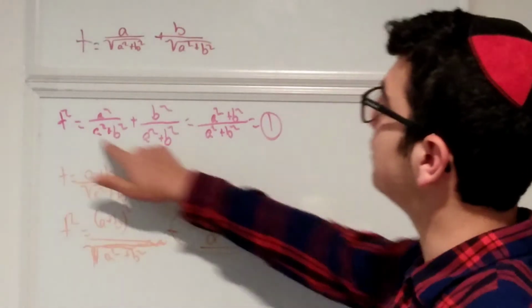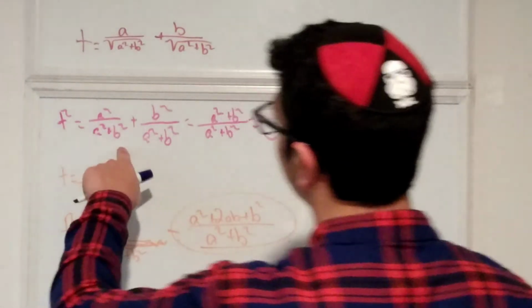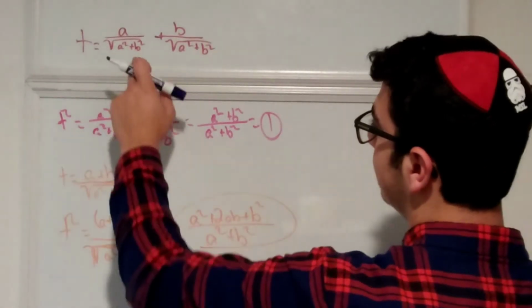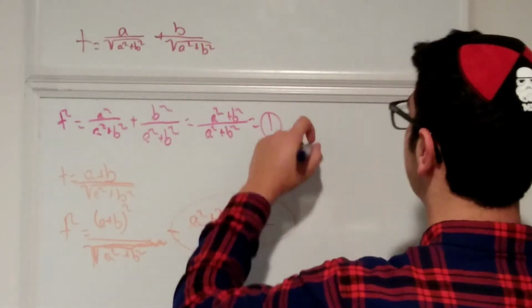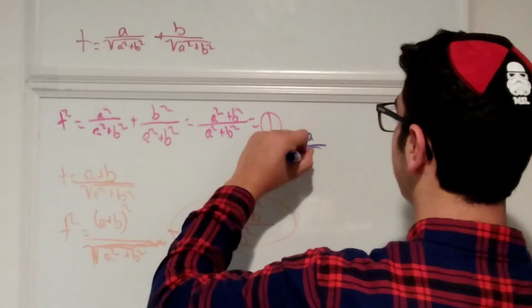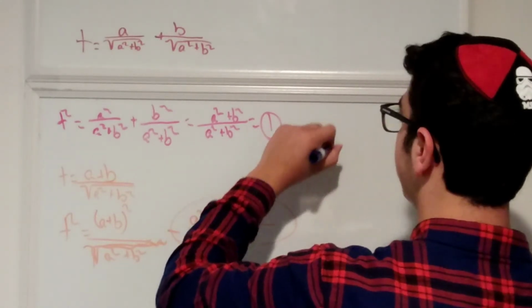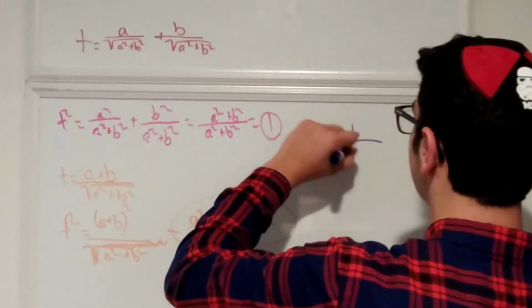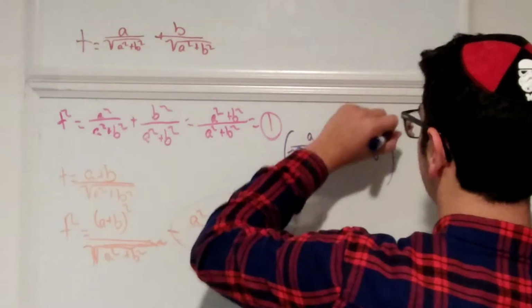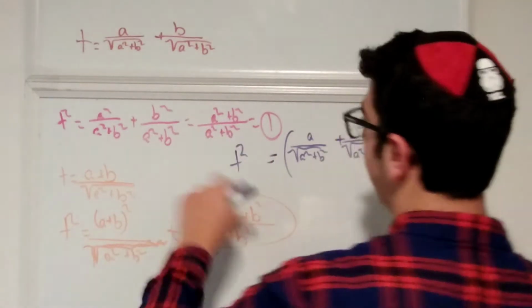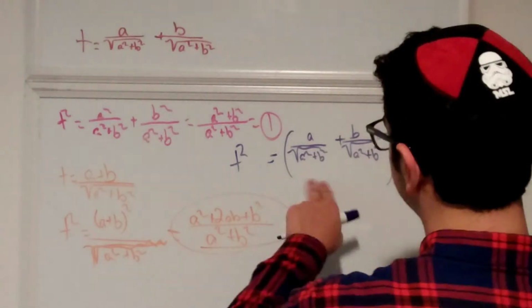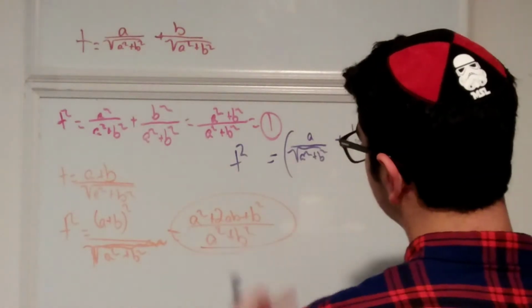Okay, so the error was actually this very first step. In this very first step, when I squared t, what I should have actually done was act like this was the a term and this was the b term. So it would actually be a over the square root of a squared plus b squared plus b over the square root of a squared plus b squared. All of this should be quantity squared. You can't just square those individual parts. So you could work this out.